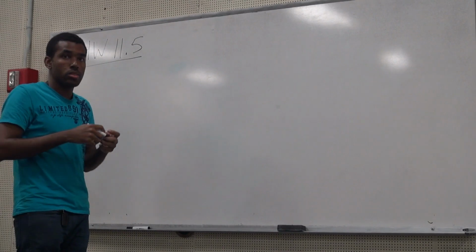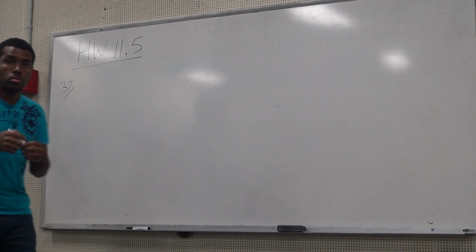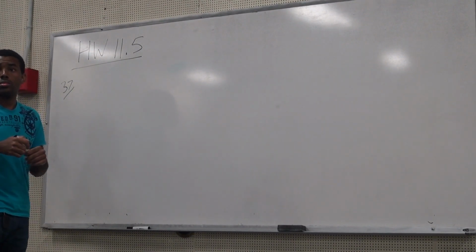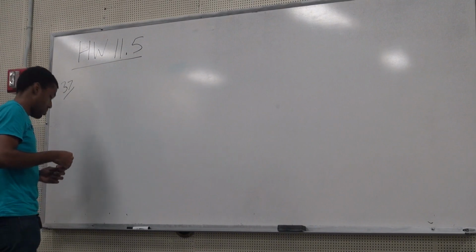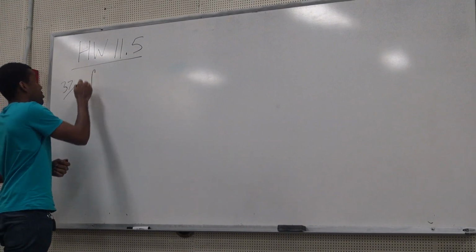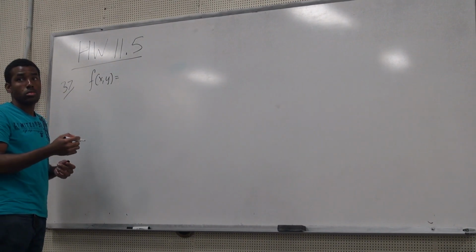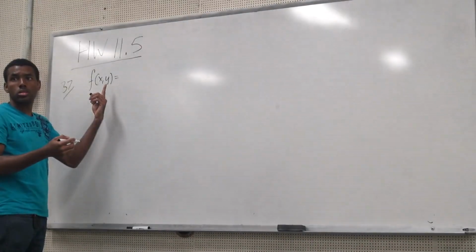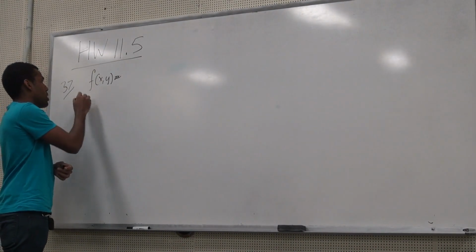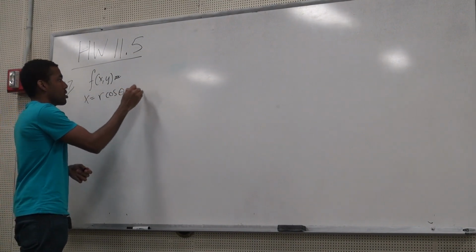What does that say? Let me get my homework. It says x equals r cosine theta, y equals. Wait, what did it say about this? Yeah, it did give you a function for that. Okay, so x equals r cosine theta, y equals r sine theta.